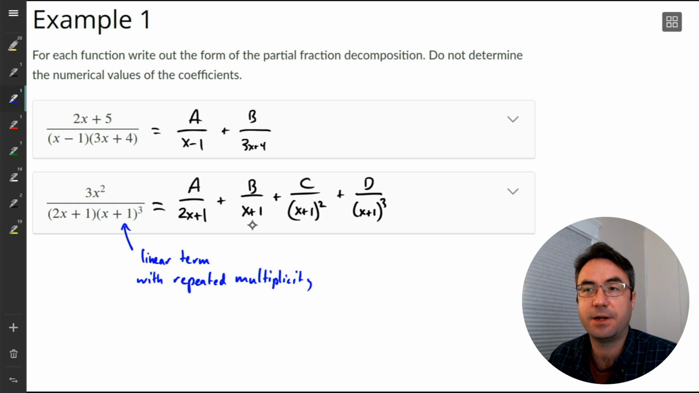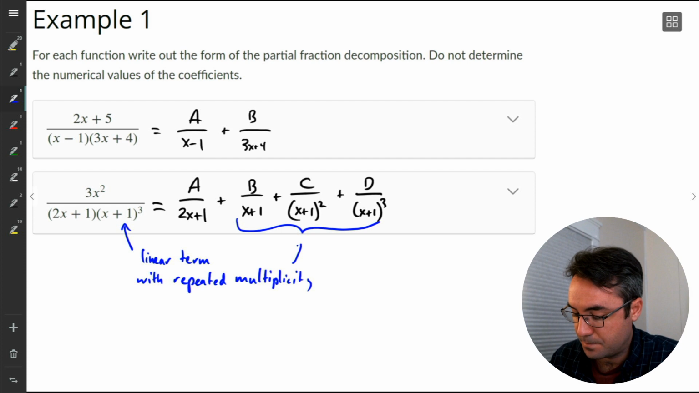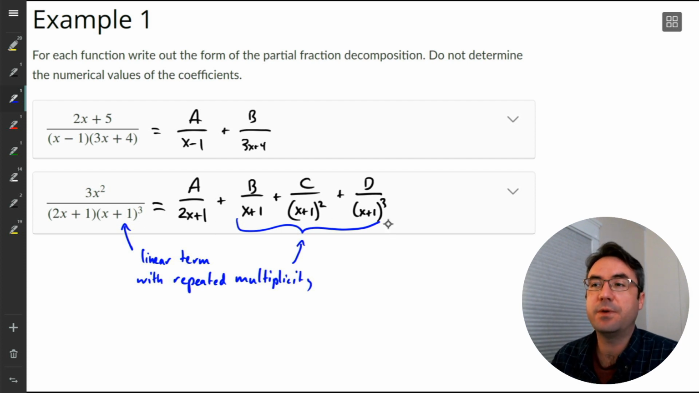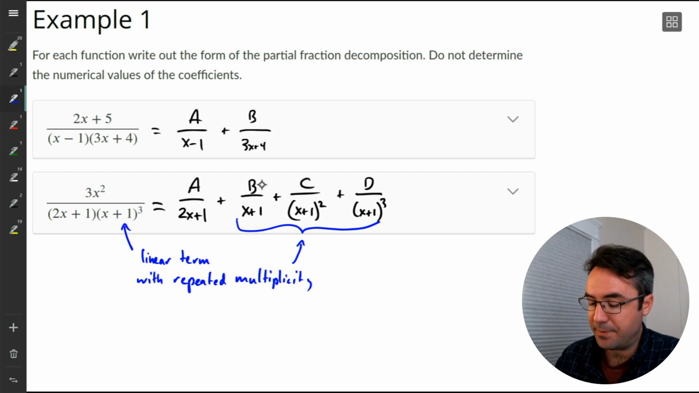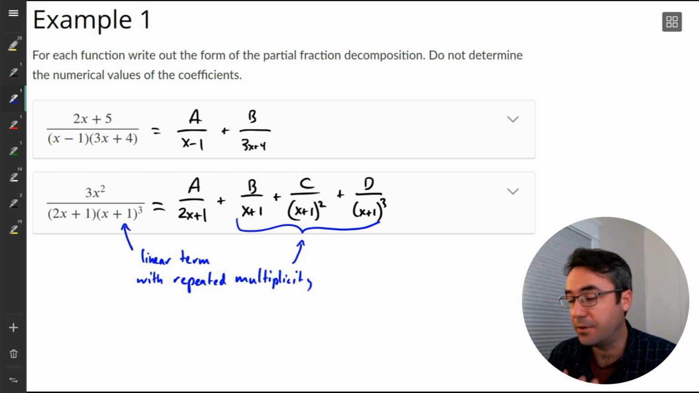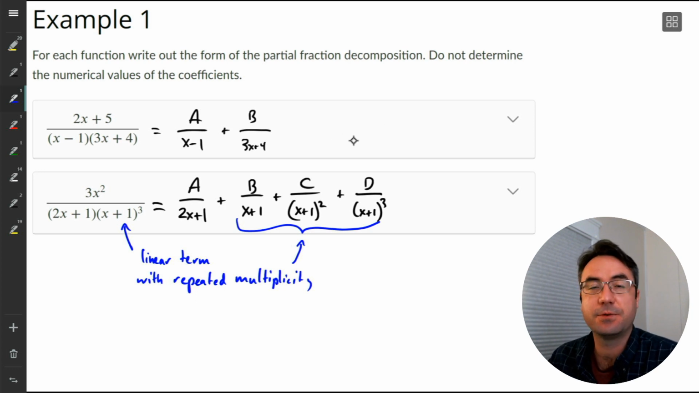So we start with x plus 1 in our first fraction, then x plus 1 squared in the second, and then x plus 1 cubed in the third. And if this was, say, x plus 1 to the fourth, then we would have a fourth one here. And we just keep going as necessary. And then a, b, c, and d, those are all constants that we would eventually need to find. All right, let's try a few more. The first one here was just all linear terms. The second was all linear, but then we had this repeated multiplicity.